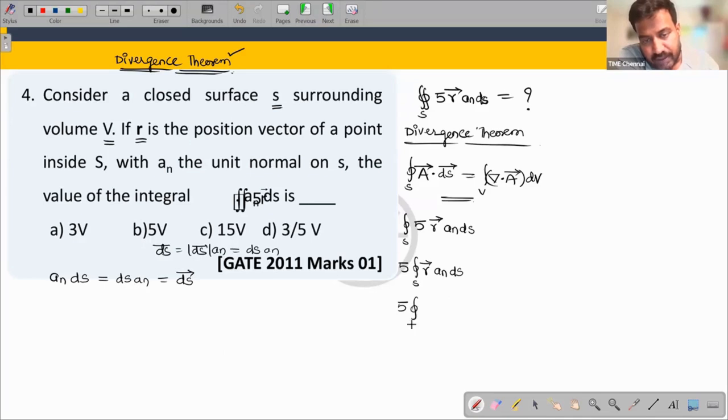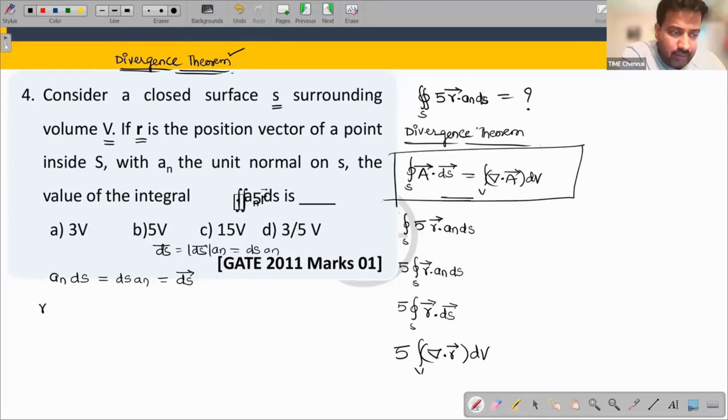This is 5 times closed surface integral R dot dS. Applying divergence theorem, this is 5 times volume integral of del dot R dV, from divergence theorem.